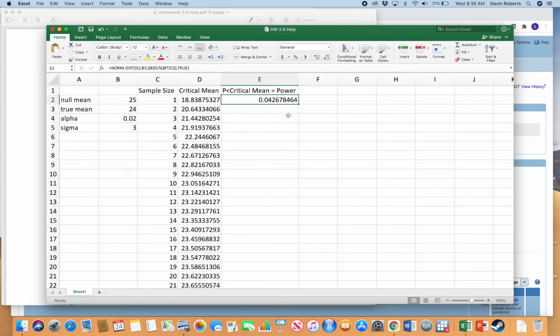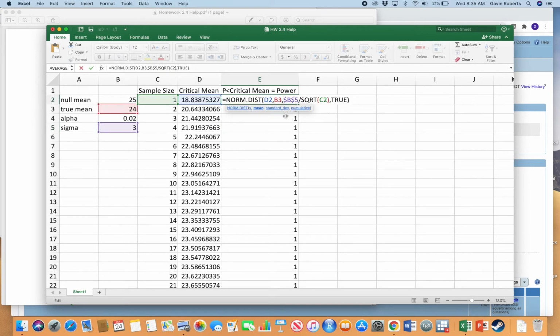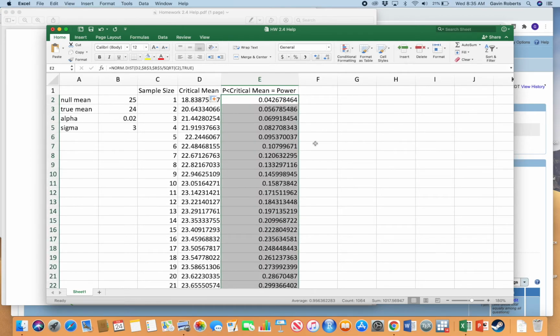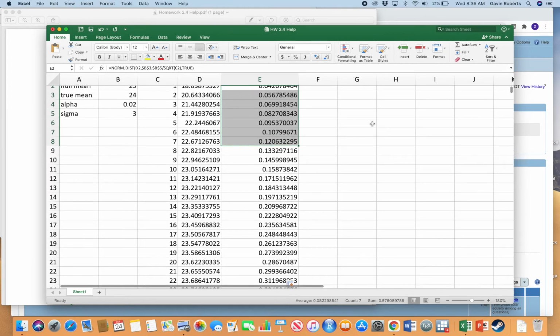So that looks like there's about a 4% chance of rejecting the null hypothesis if we only use a sample size of 1. But as we increase our sample size, I forgot to lock something, it looks like, which is the critical mean right here. Because as I drag my formula down, I don't want that number to move. That's why those ones all showed up, because I didn't lock all of my formulas right. But now we see that as we increase the sample size, and as the critical mean gets closer to the null mean, the probability of rejecting the null hypothesis, or the power of the test, increases.